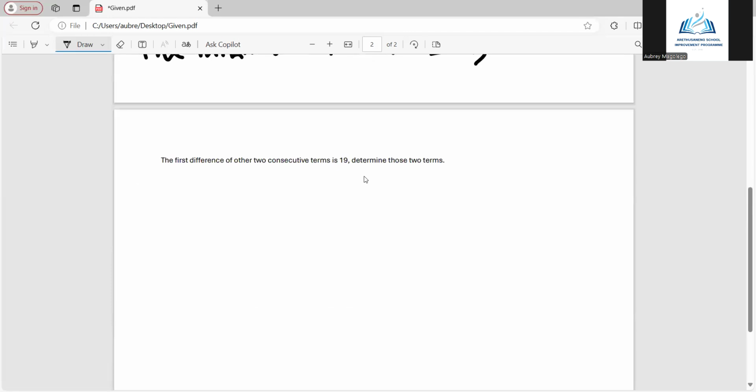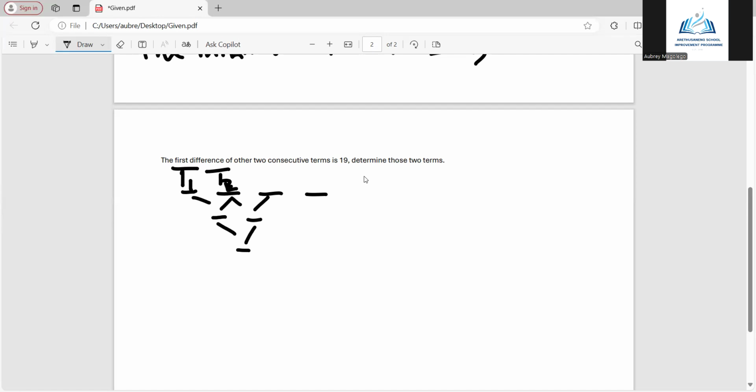The next question says the first difference of two consecutive terms is 19. With a quadratic number pattern, we have the first difference, where we subtract term number 1 from term number 2, and term number 2 from term number 3. So we get the first difference. Then we have the second difference, which is the constant. But now they say the first difference of other two consecutive terms, which are terms in the first differences, is 19. Determine those two terms. How do we find that? How do we actually solve that kind of question? What we know is we have T1 from the quadratic number pattern. Then to get term number 2.